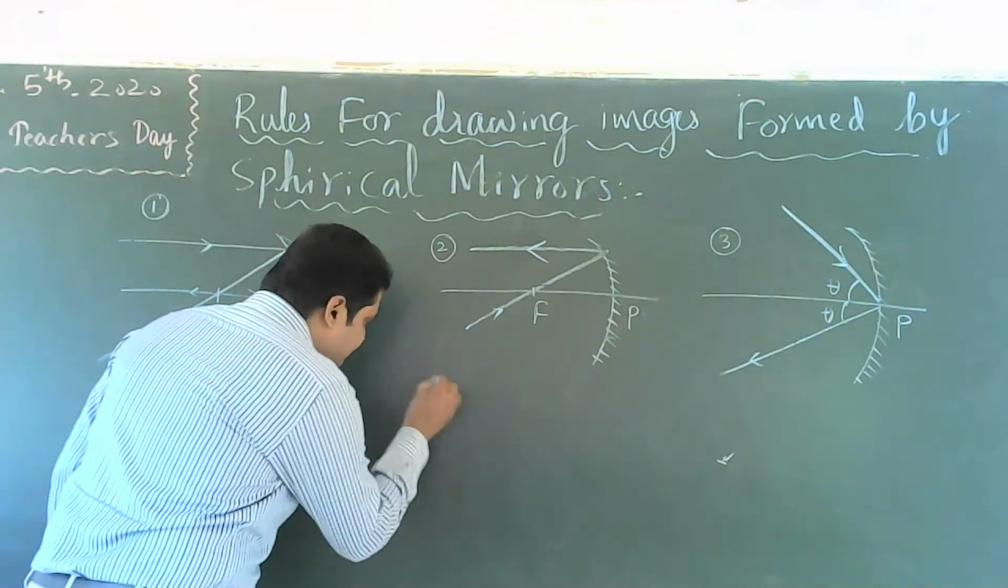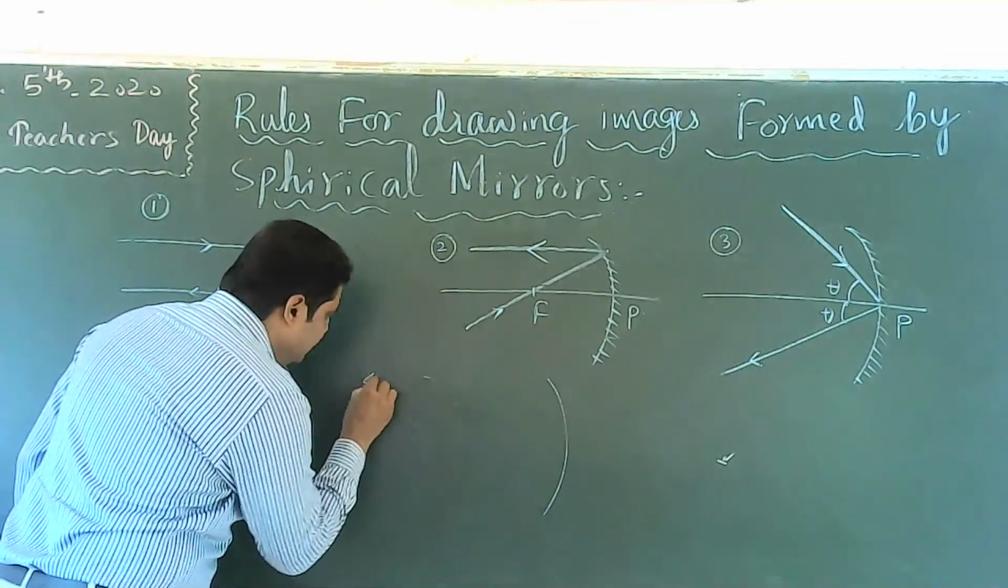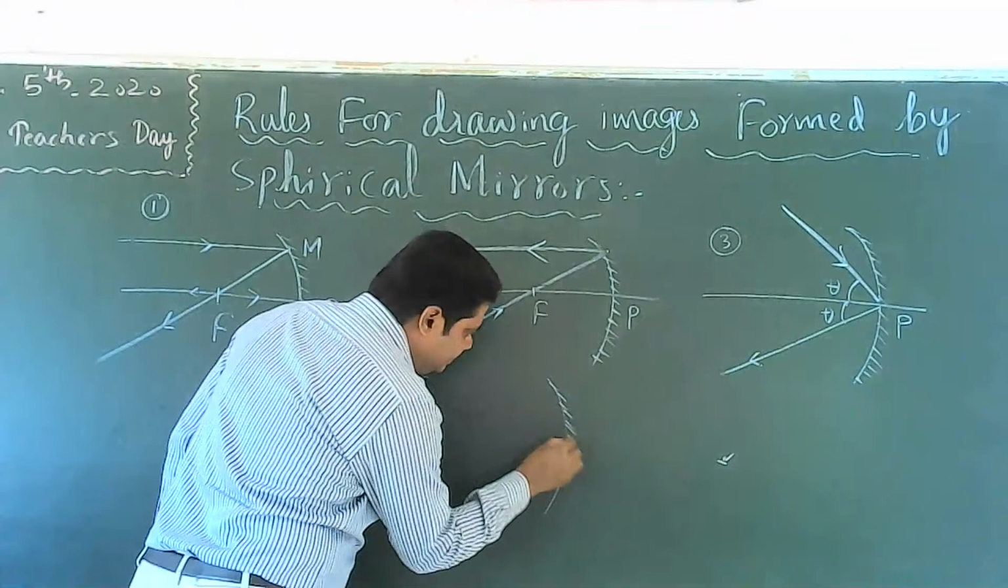Let me draw the fourth ray. Okay? Somewhere here I will write. Right? Okay. This is the mirror.